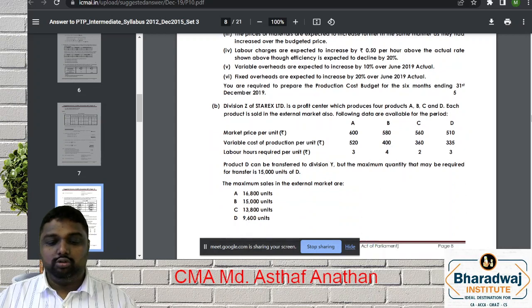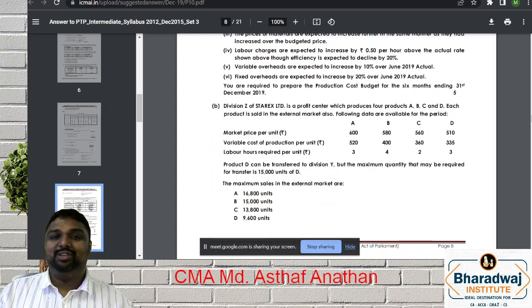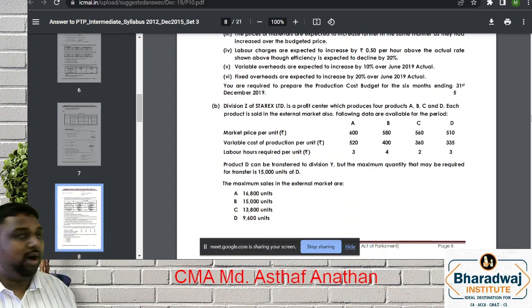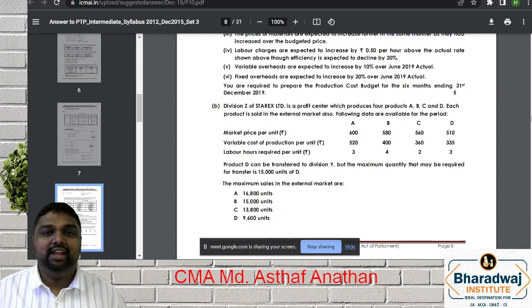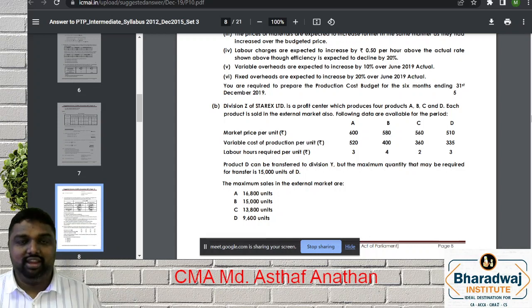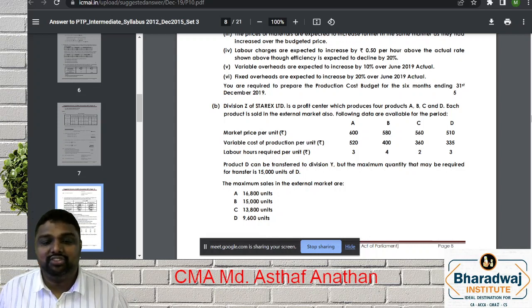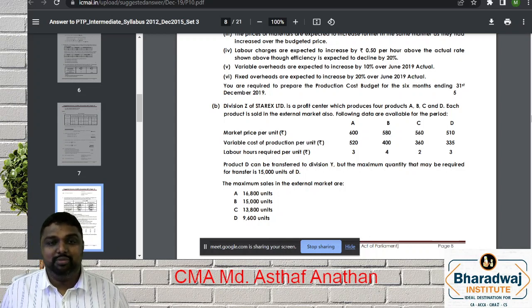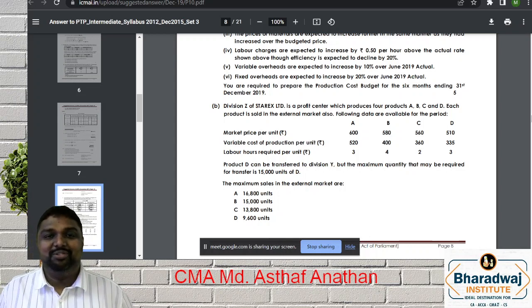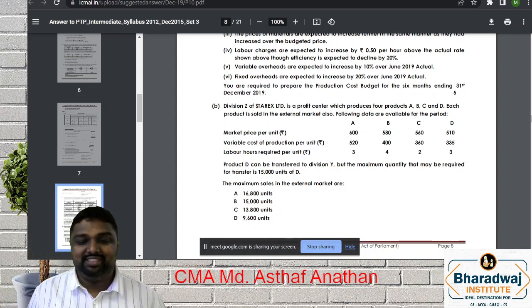I want to do this transfer pricing question. Very good question, which I felt very, very relevant. It is coming for previous years and also regularly. Division Z of TARX Limited is a profit center. We have not done similar questions so far. So I want to do one previous year question of transfer pricing please.